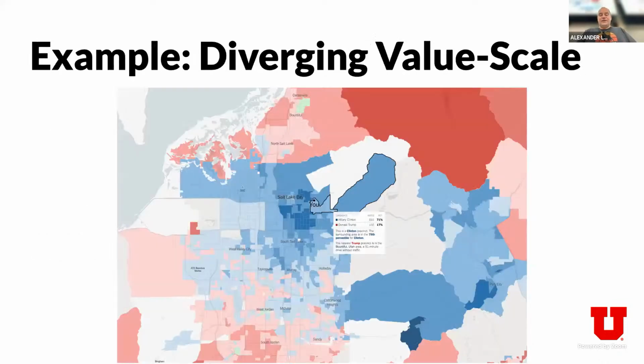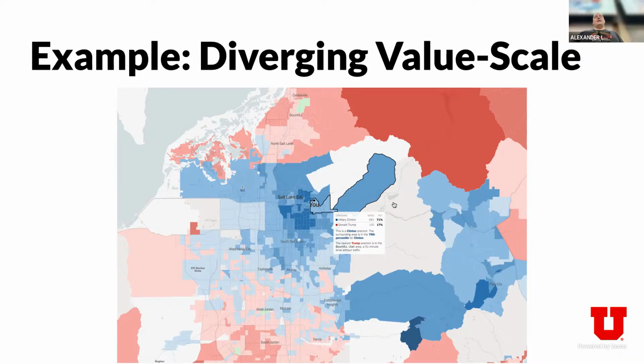This here is a deep dive map into voting data, also by the New York Times. Here we have a diverging value scale, and you can see the Democratic versus the Republican Party, what was their share. I've selected the neighborhood where I live, which had less than 1,000 people vote, and it seems to be very Democratic, but not quite as Democratic as downtown Salt Lake City, for example, right?